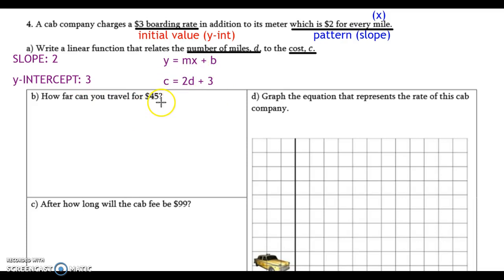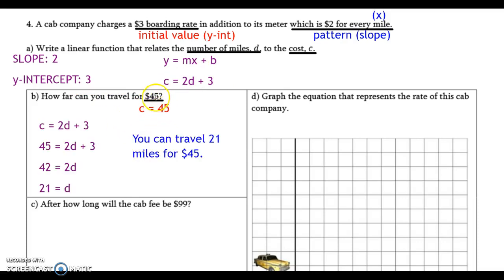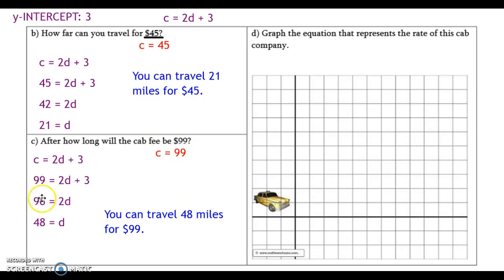How far can you travel for $45? Here's what it looks like. In this question, it gave us $45. That's our c. We substituted that value in for c and solved for d and got 21. So that means you can travel 21 miles for $45. We'll also try to answer this question: after how long will the cab fee be $99? Here's the work. Using this information, we can solve for d and get 48. And it turns out you can travel 48 miles for $99.